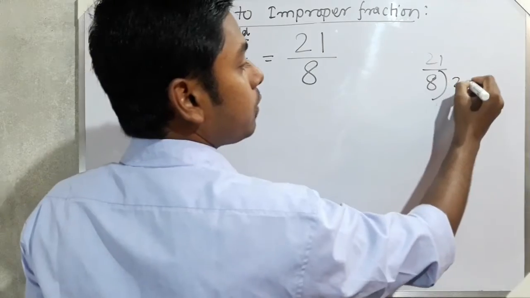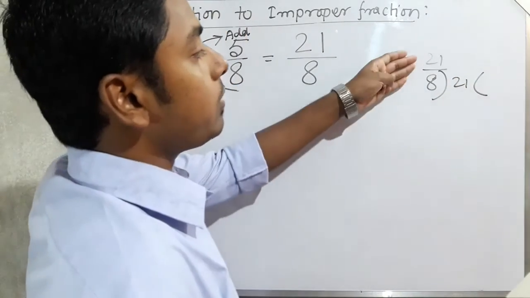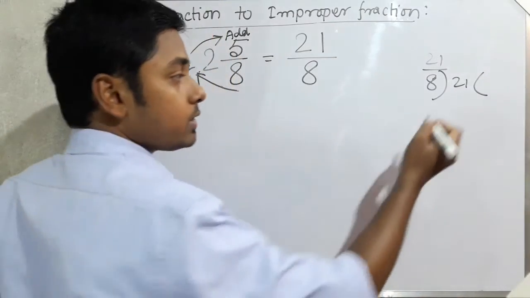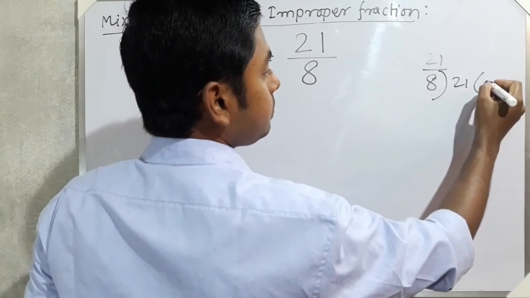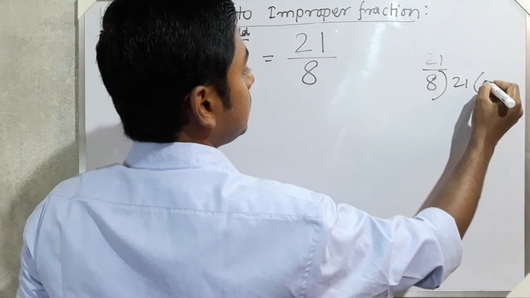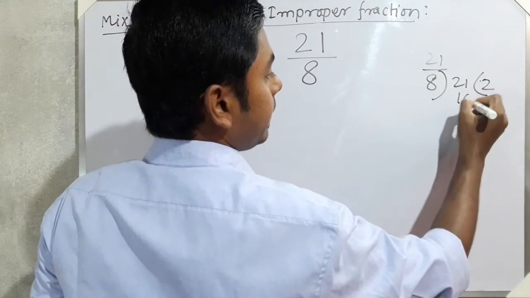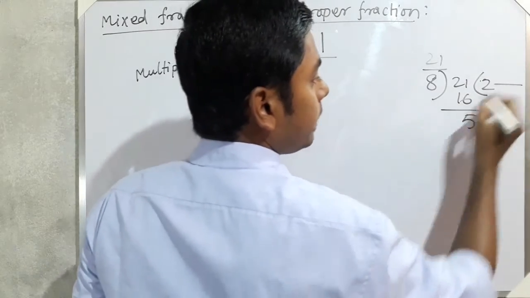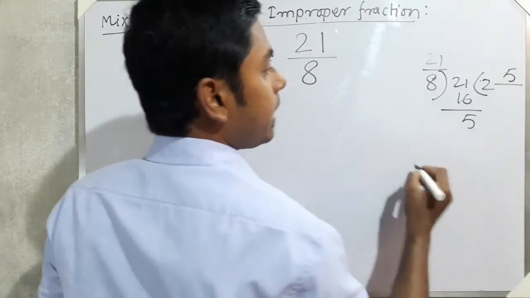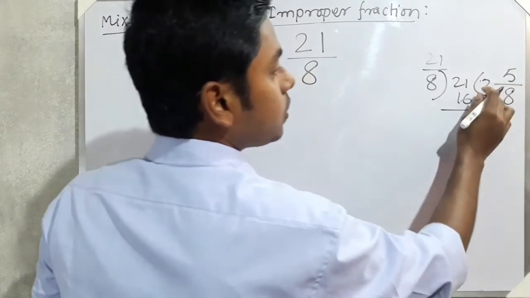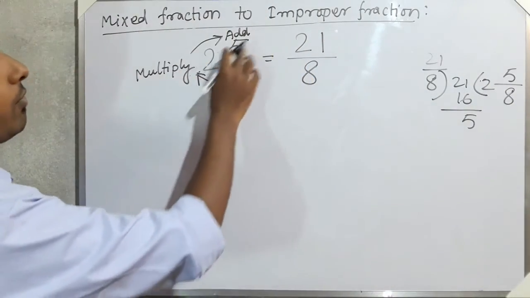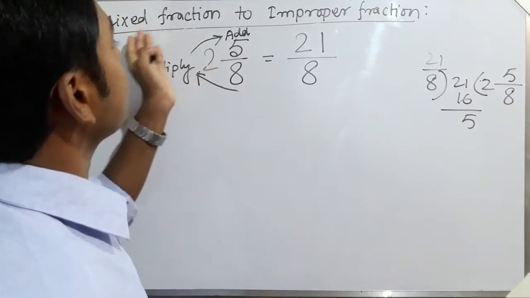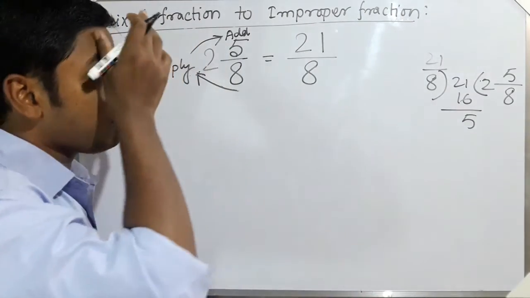What do I have to do? We have to divide. If we want to convert this improper fraction to a mixed fraction, we divide. Already you have seen: 8 2s are 16, 8 3s are 24, 8 2s are 16, remainder 5. Now this 5 will come as numerator and this 8 will come as denominator: 2 and 5 upon 8. Okay, so these are the conversions of mixed fraction to improper fraction and improper fraction to mixed fraction.